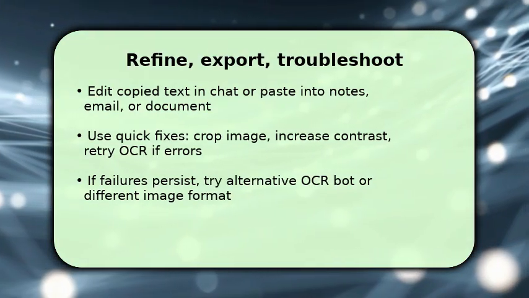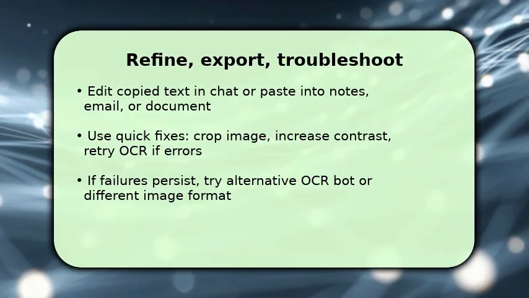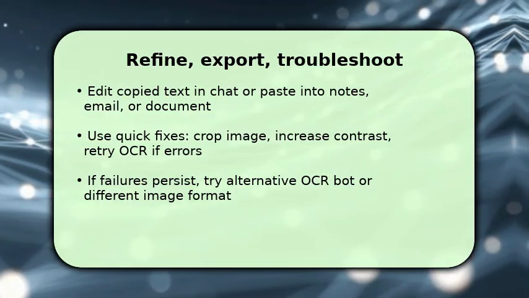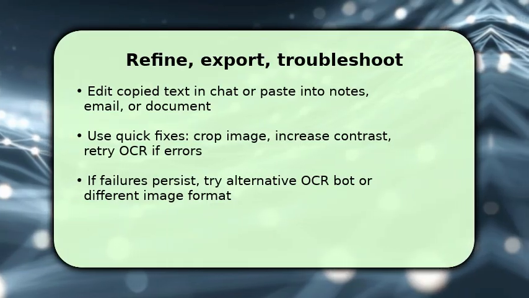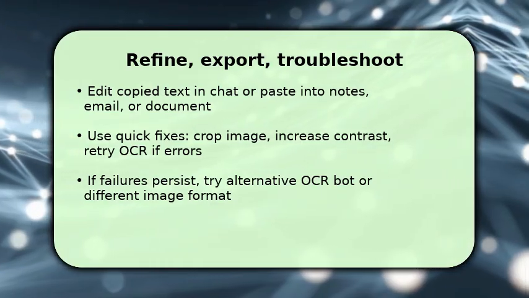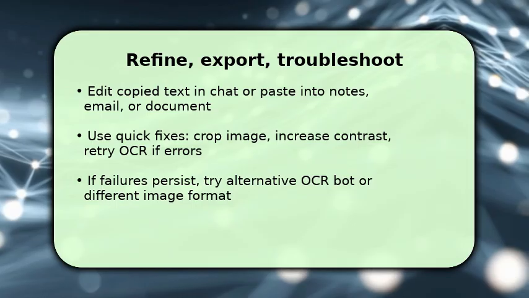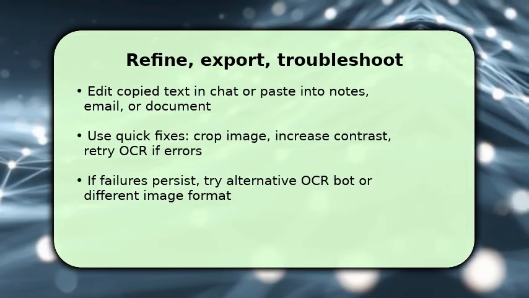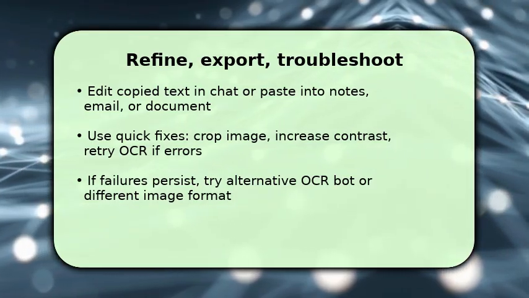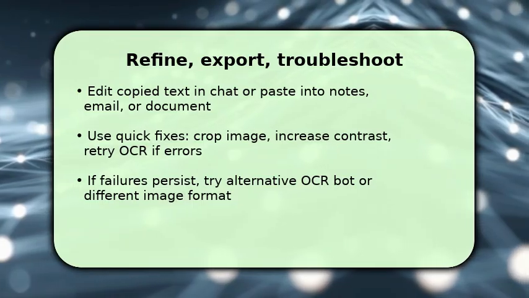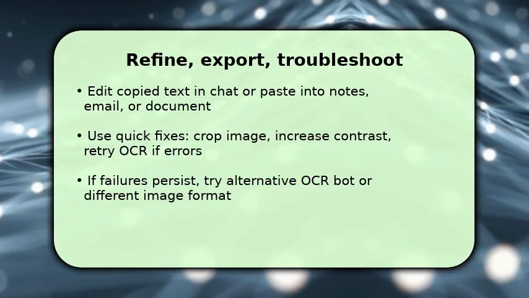If the output has errors, crop tightly around text, boost contrast in an editor, or retake the photo at higher resolution and resend. These small fixes often solve recognition mistakes. If results are still poor, try a different OCR bot or export the image as PNG instead of JPG. One troubleshooting tip.